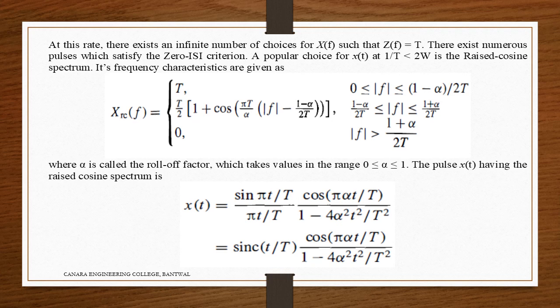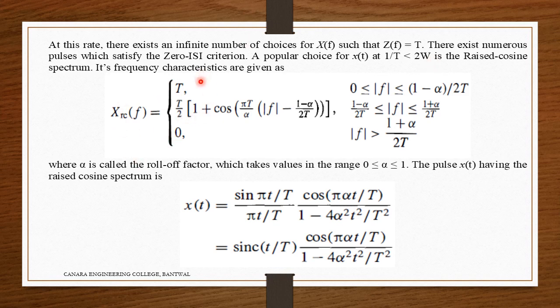At this rate there exists an infinite number of choices for X of f such that Z of f is equal to T. There exist numerous pulses which satisfy the zero ISI criterion. A popular choice for X of f at 1 by T less than or equal to W less than 2 by T is the raised cosine spectrum. I think this kind of thing will be illustrated in your labs. The raised cosine spectrum will be there in your advanced communication lab, where you will see how this waveform varies with different factors. So it resembles the raised cosine spectrum.